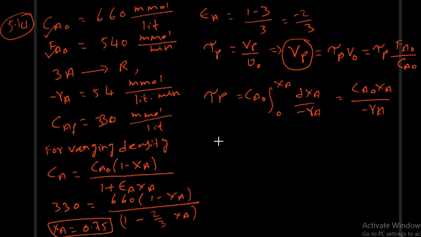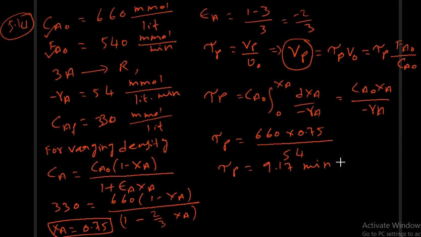Substitute the values here. So tau P is equal to 660 into 0.75 divided by 54. So what is the value of tau P? Tau P is equal to 9.17 minute.